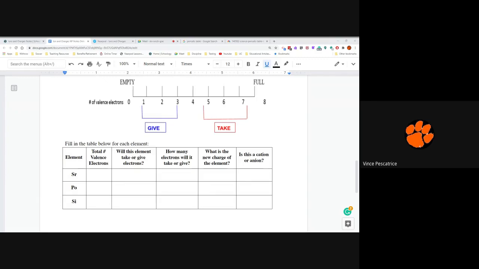Will it give or take, and how many? It's going to either give or take 4. And since it can do both, it's going to be a plus and a minus. Plus/minus 4. And it can either be a cation or an anion.